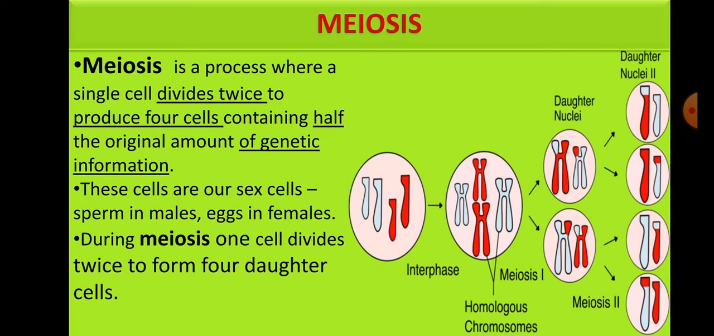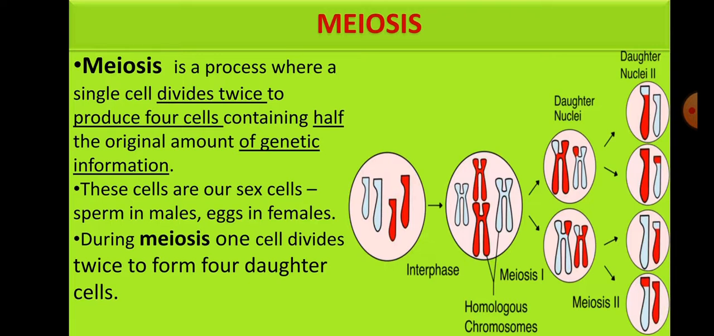Meiosis. What is meiosis? Meiosis is a process where a single cell divides twice, that is 2 times, to produce 4 cells, but they do not contain the same amount of genetic material. They contain half the original amount of genetic information present with the parent.